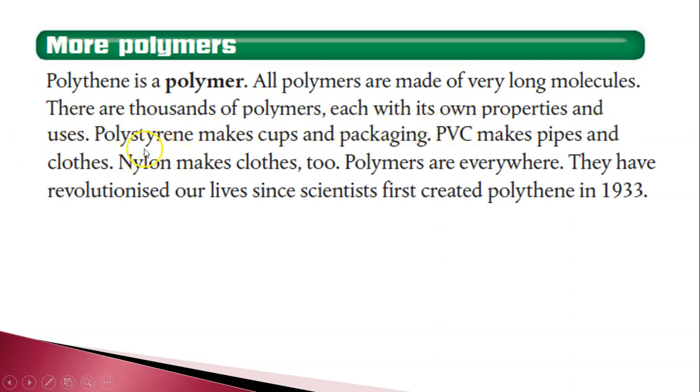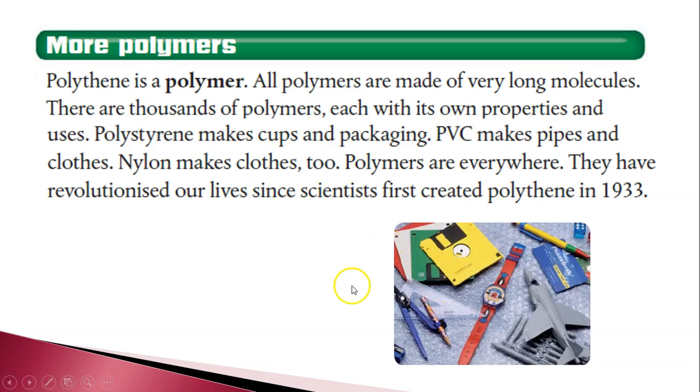Other types of polymers are polystyrene, which is used for making cups and packaging, and PVC, which is used for making pipes and clothes. PVC means polyvinyl chloride. Nylon is also used for making clothes. Polymers are everywhere. They have revolutionized our lives since scientists first created polythene in 1933. These are the different things that we see around us. All these are made of polymers.